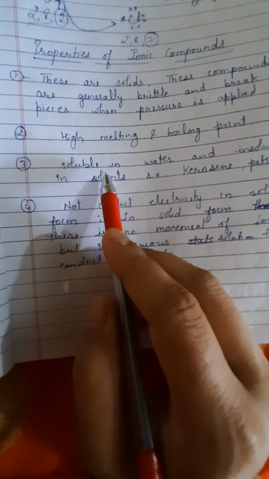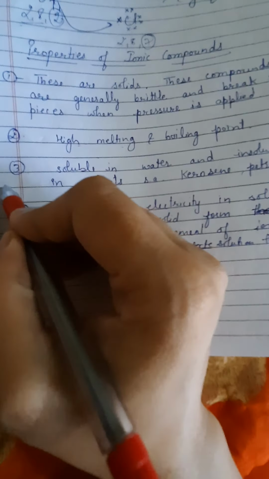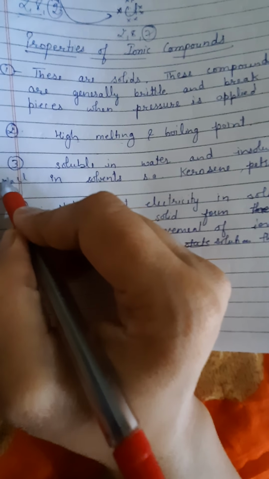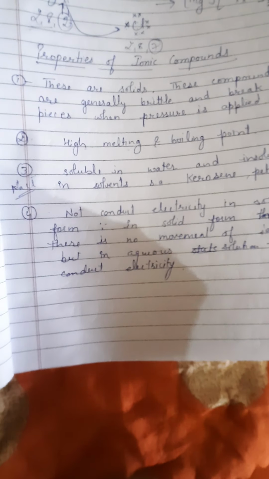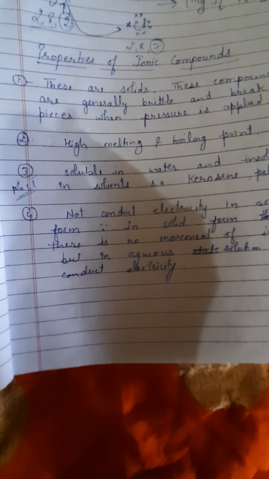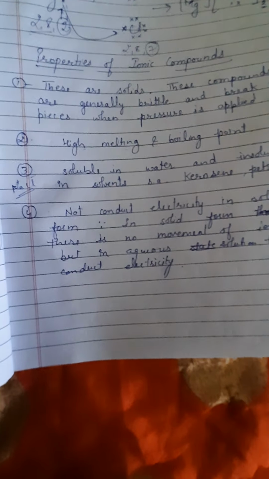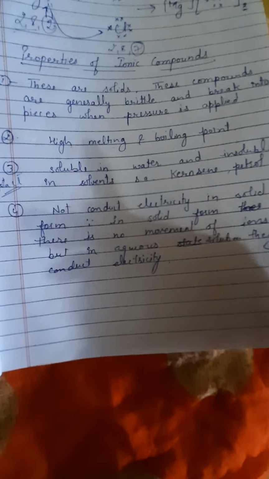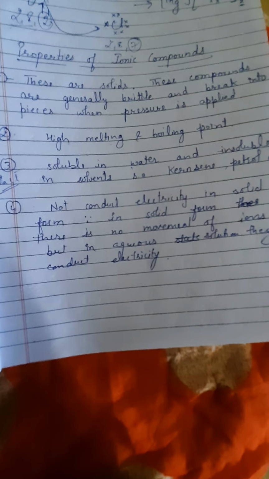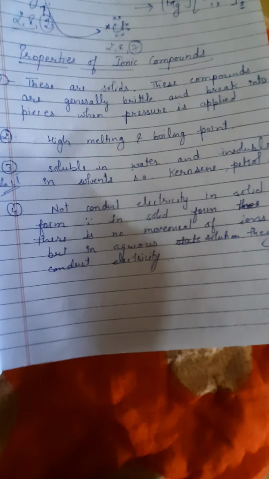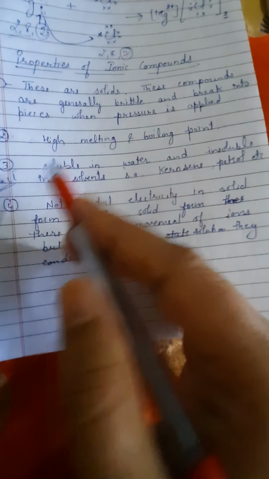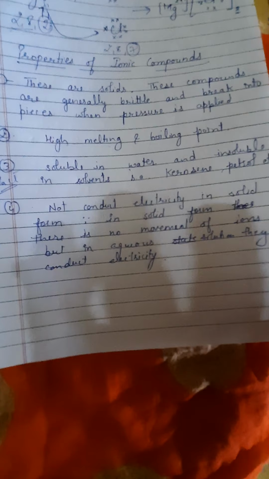Next, they are soluble. As ionic compounds have positive and negative charges, it means they are polar. Polar means poles are there, positive and negative. So these types of compounds are soluble in polar solvents. Water is polar, so in water it is soluble, but it is not soluble in fats, like kerosene, petrol, oil. These compounds are not soluble in them.